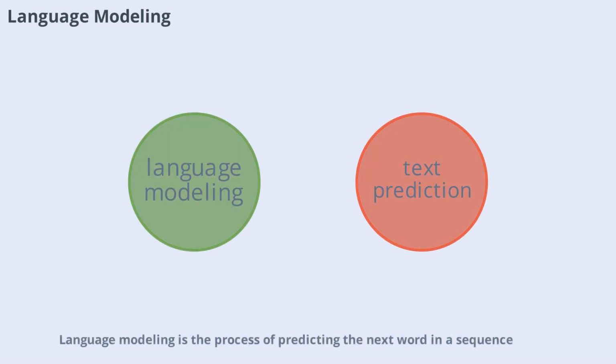Language modeling is the process of predicting the next word in a sequence, given the previous words. It's a core technique in NLP, used in applications like autocomplete, speech recognition, and machine translation. Language models can be simple, like N-gram models, or complex, like neural networks. By learning patterns in language, these models help computers generate coherent and relevant text, making interactions with machines more natural.